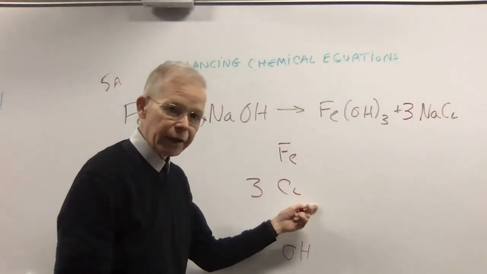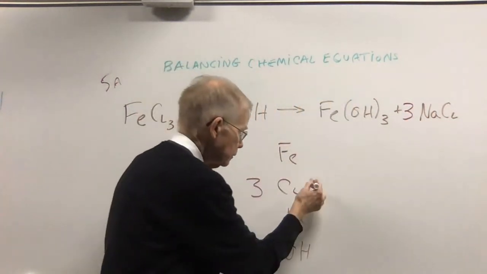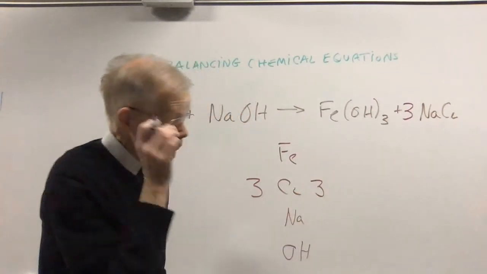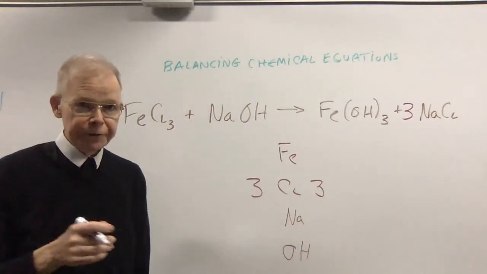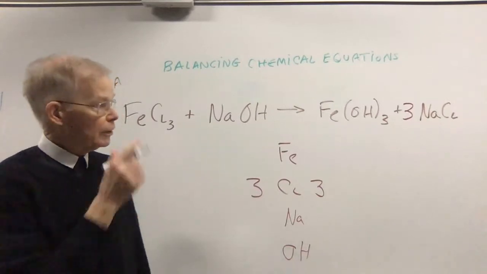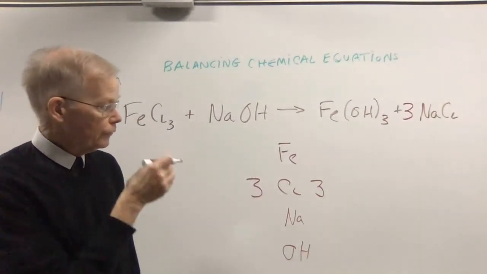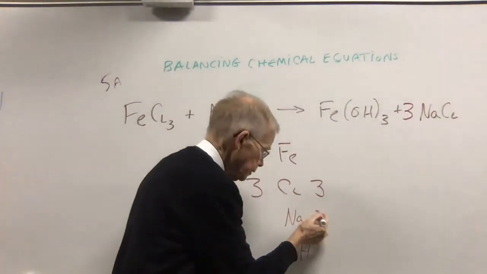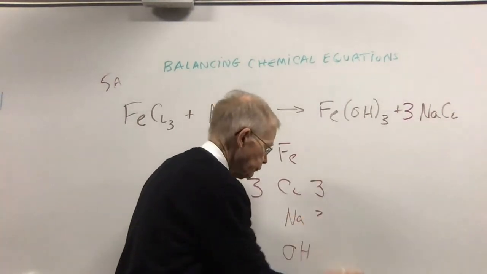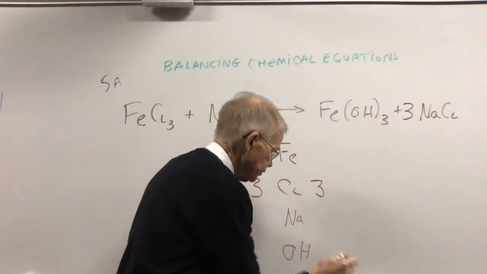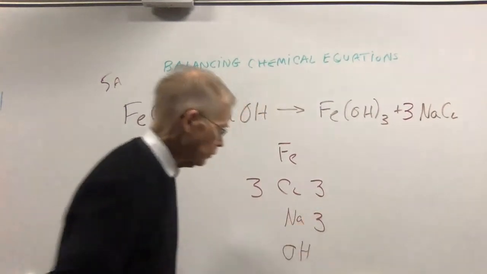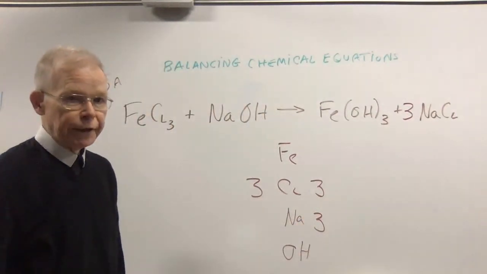That will mean I have 3 chlorines here. Put a 3 with that chlorine. As soon as I put the 3 in front of the sodium chloride, that gave me 3 sodiums. So I'll put a 3 in front of the Na here.